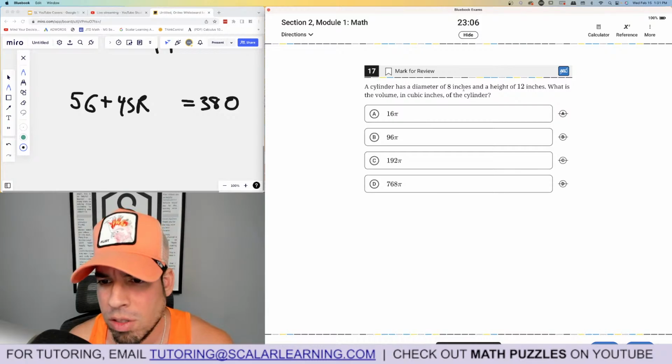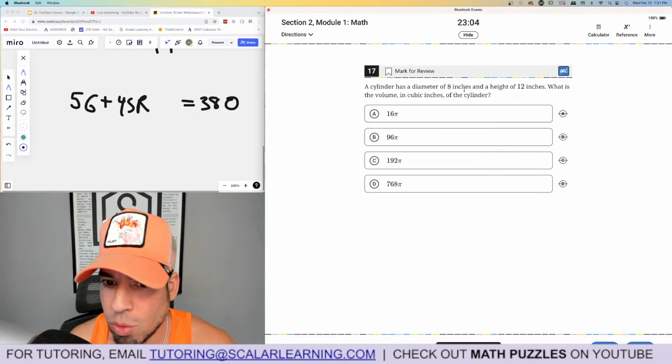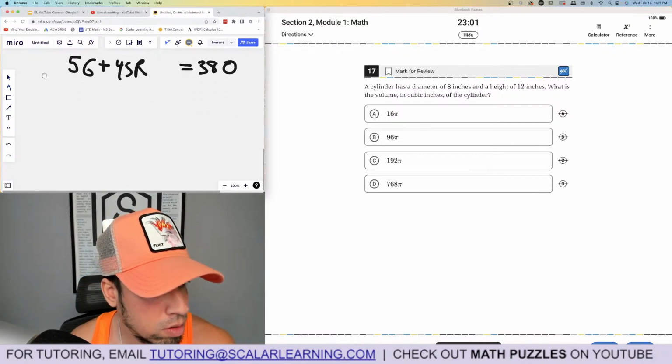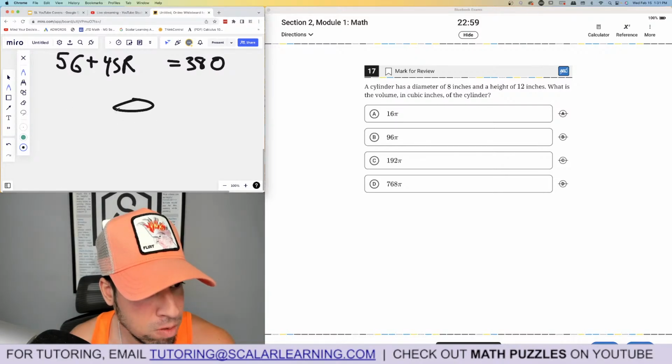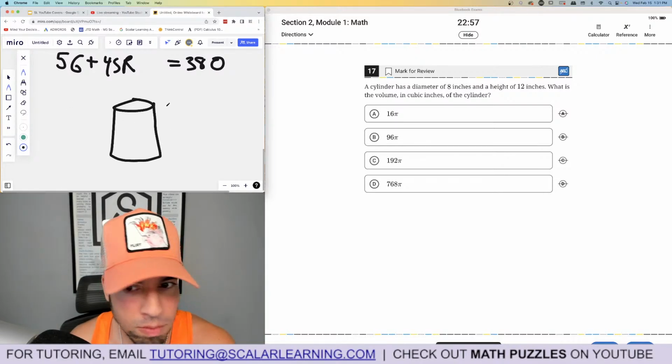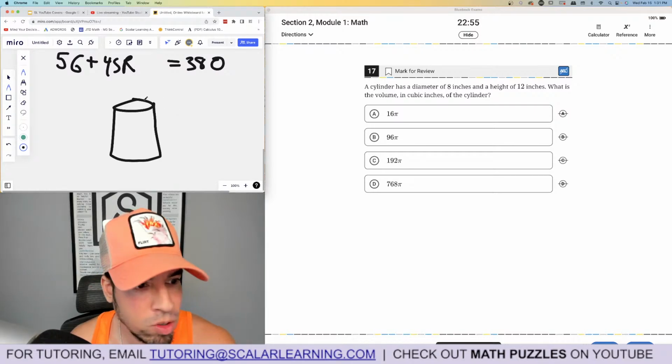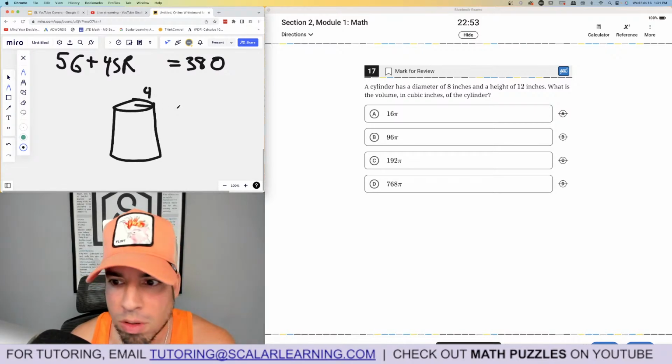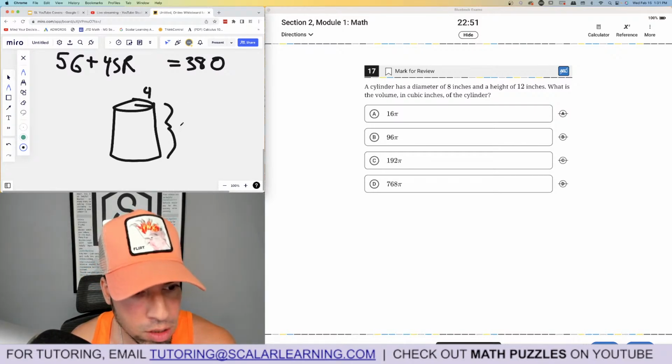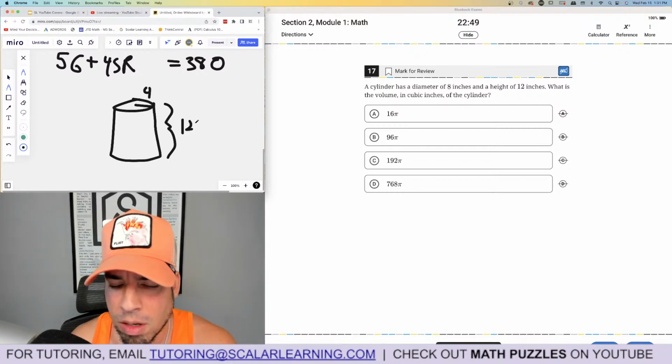Okay. A cylinder has a diameter of 8 inches and a height of 12 inches. Let's draw this out. Diameter of 8 inches, so the radius is 4, and a height of 12 inches. What is the volume? Oh, it's just a volume thing.